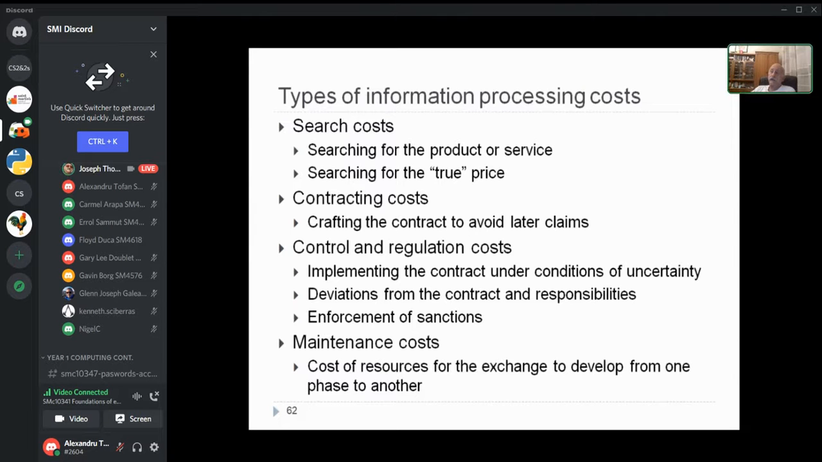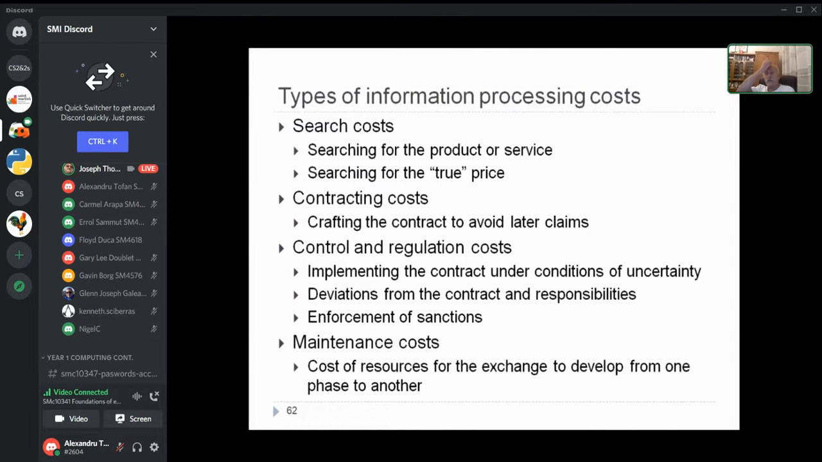There could be the need to enforce sanctions, right? Going to court. It's very, very expensive, especially if the court case is going to drag on and on.